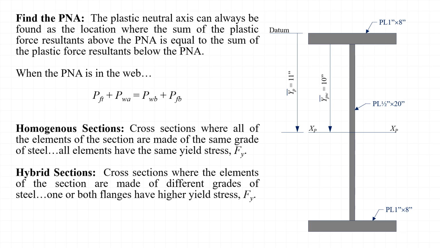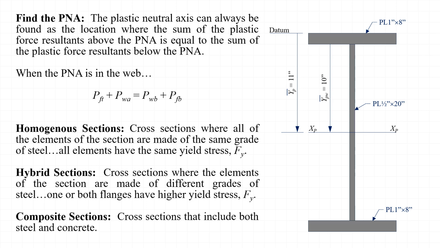In contrast, a hybrid section is a section where the different elements of the cross-section are made of different grades of steel. For an I-shaped section, typically one or both flanges will have a higher yield stress than the web. Finally, to be complete, a composite section in this context is a section that includes both steel and concrete. For a beam section, this usually means that there is a concrete slab on top of the steel section.